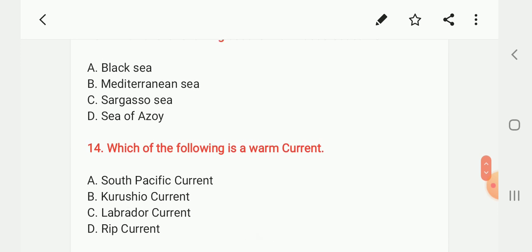Question 14. Which of the following is a warm current? A South Pacific current, B Kuroshio current, C Labrador current, D Rip current. The correct answer is B, Kuroshio current.